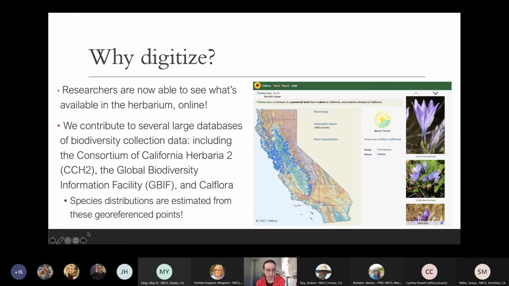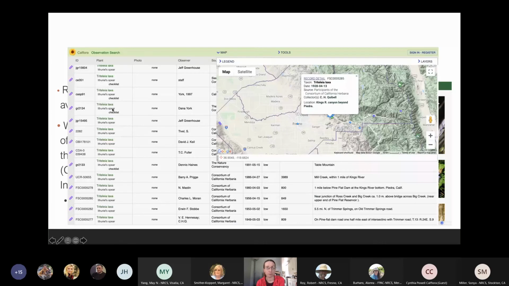If you zoom in on Fresno County, if you click on Fresno County here, you get an observation search page. And by default, if you access this from a taxon report page, it will include herbarium specimen data. And so I've zoomed in on Fresno County. There's Fresno, and there's a little cluster of points here. Some of these points are specimen points. So this is a collection of Triteleia laxa from 1928 by Charles Quibell himself, and this doesn't have a lot of location information, so the location is not super precise, but it does help infer the species range on these maps here.